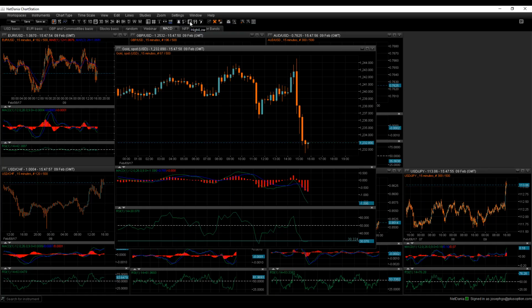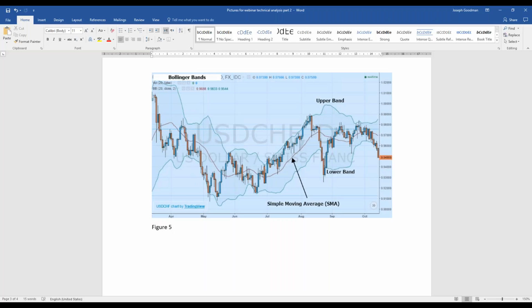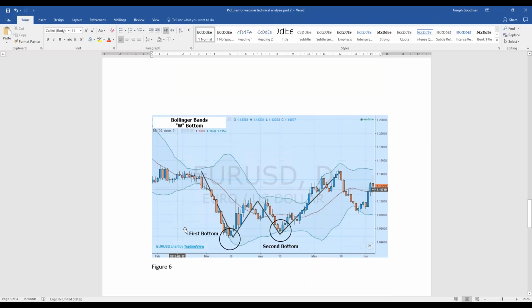Okay, so popular Bollinger Band patterns that are worth trading. Let's come back to our Word document for a second. All right, so one of the most popular patterns that traders watch for with Bollinger Bands is the identification of M tops and W bottoms in price action. Here's an example of a W bottom. Bollinger Bands can be useful in identifying potential entry points for trades and even breakout opportunities.